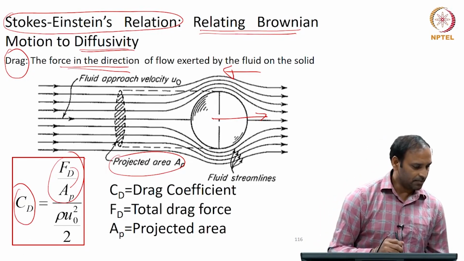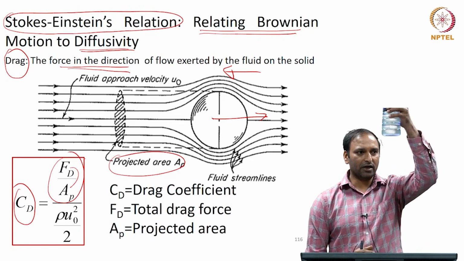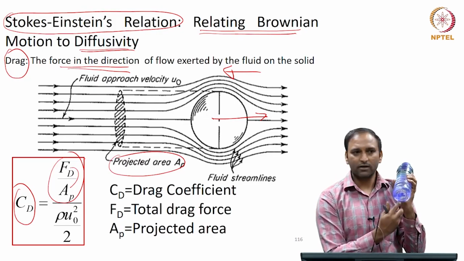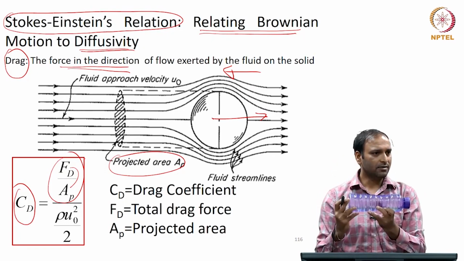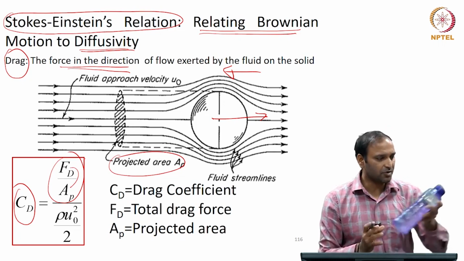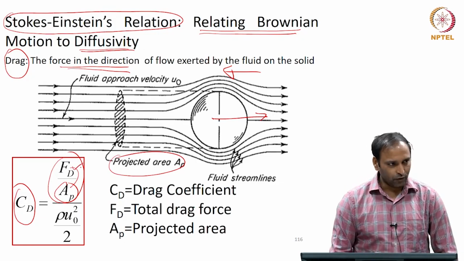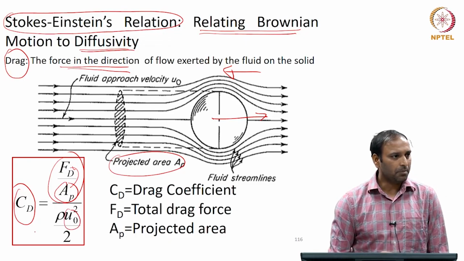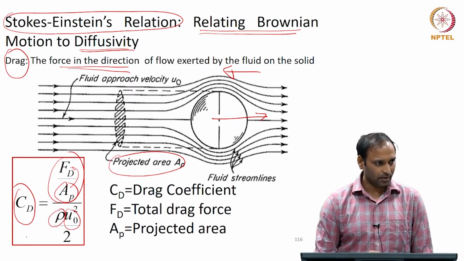If you have a stationary column of liquid, and the particle is falling like this, if I see from the top, what I see is this circle. That is your projected area. And of course, if it was to fall like this, and it is a cylinder, I am going to see a rectangle. So, that is your projected area. Ap is the projected area, Fd is the drag force, u naught is the velocity with which the particle is moving, and rho is the density of the fluid.